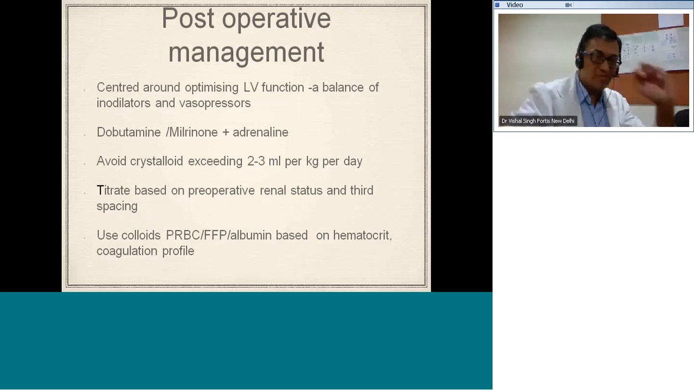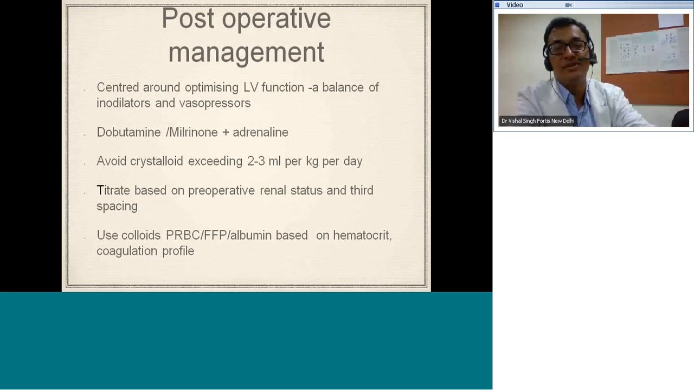The postoperative management of a neonatal coarctation is centered around optimizing LV function with the balance of inodilators and vasopressors: dobutamine or milrinone plus adrenaline. This is after repair, by the way. Avoid crystalloid exceeding 2 to 3 ml per kg per day in view of the LV dysfunction. Titrate the volume based on preoperative renal status and third spacing. Use colloids, PRBC, FFP, albumin based on hematocrit and the coagulation profile.